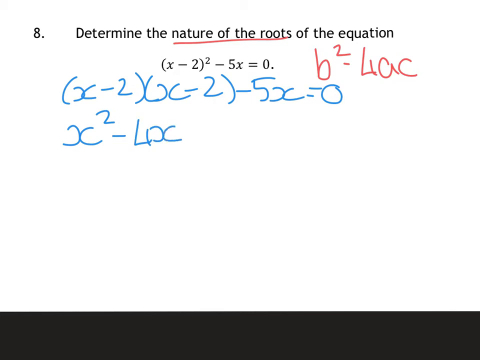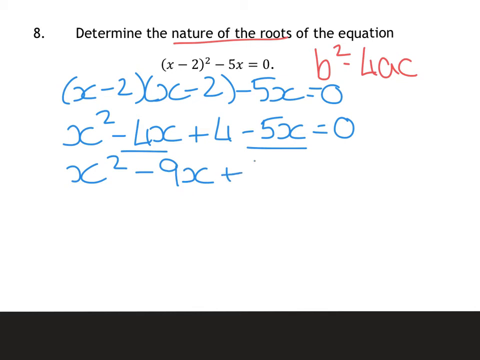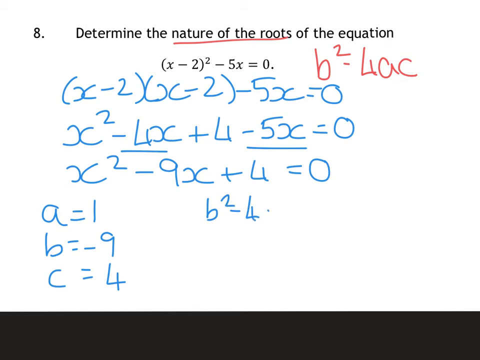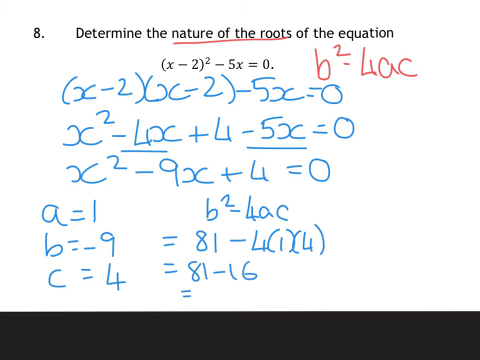I'm going to skip a line. Gives us minus 4x plus 4 minus 5x. Put this in the normal layout. You've got minus 4 minus 5 is minus 9. So a is the first number, b is the middle number, and c is the end number. So b squared minus 4ac. B squared is minus 9 squared, so I'm going to go straight to 81. Remember, anything squared is positive. Take away 4 times 1 times 4, which is 81, take away 16, which is 65.